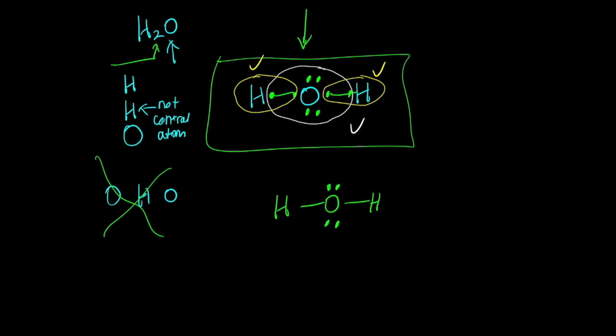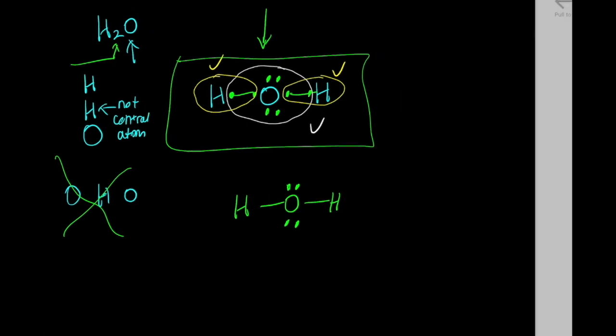I don't care if you draw it in a bent geometry or linear at this point, because we're not talking about 3-dimensional shapes of molecules yet. All right? So that in a nutshell is the Lewis structures, okay? And we can do that for any kind of molecule, okay? We can do silicon fluoride, okay?